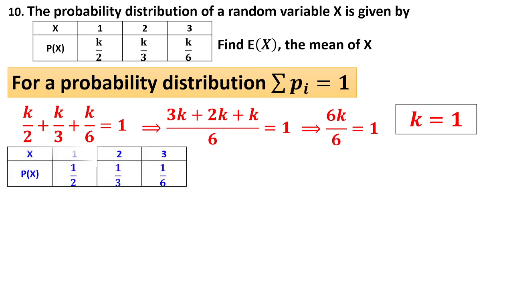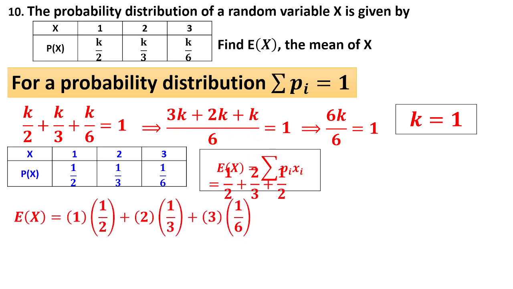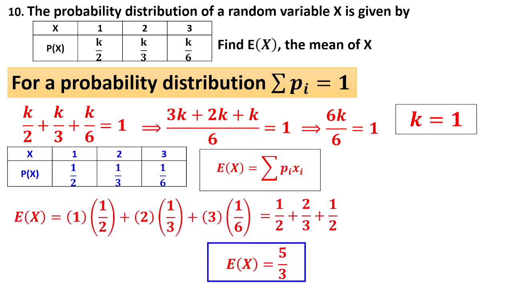Now I am defining the distribution now. 1 by 2, 1 by 3, 1 by 6 are the probabilities. Now you find the value of the mean. It is 5 by 3.